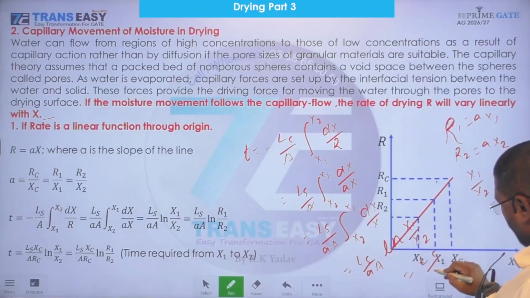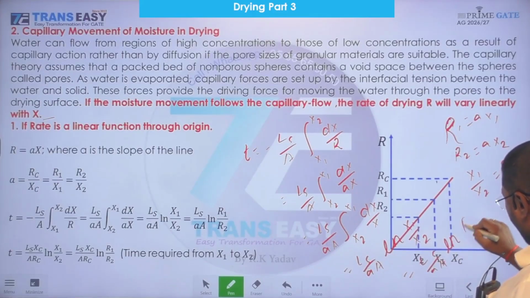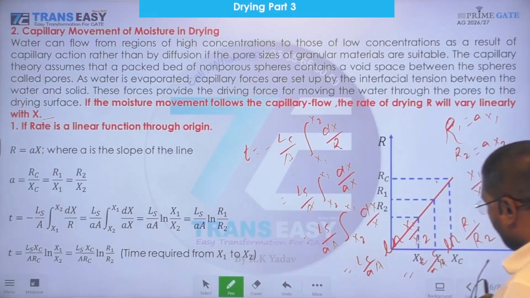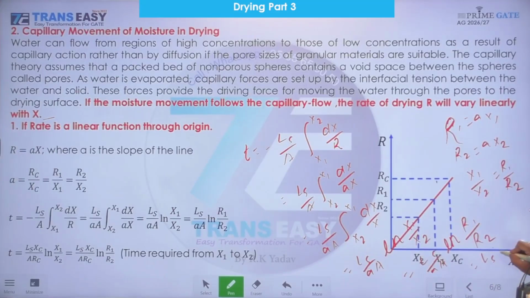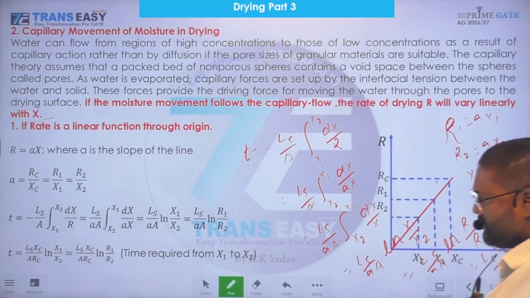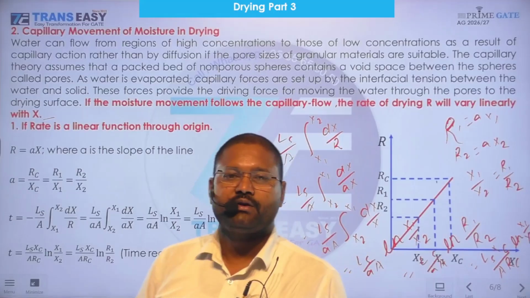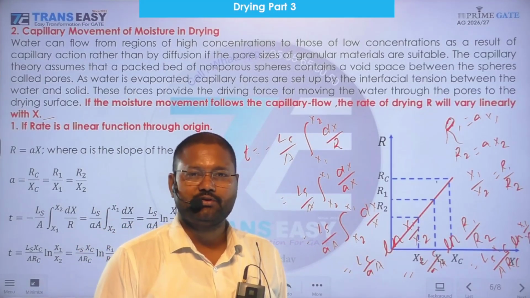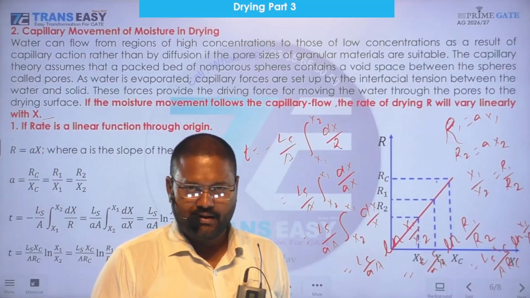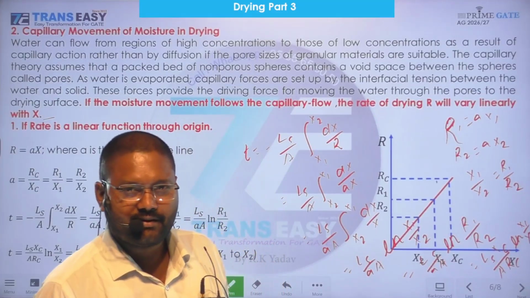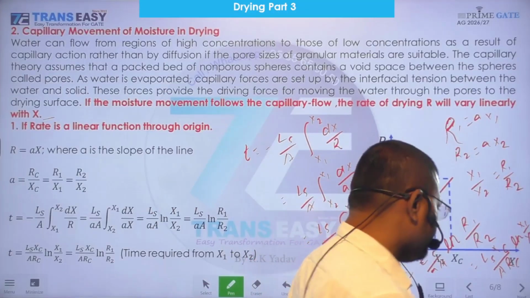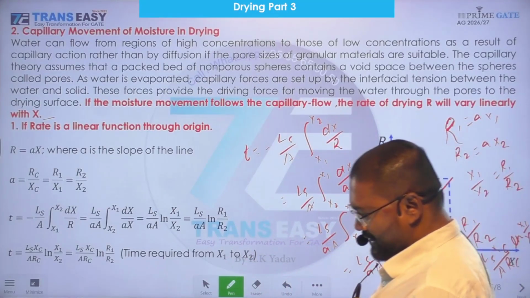So another form, ln R1 upon R2. Dear friends, in place of A, we can write RC upon XC. So XC comes in numerator, ARC. Ln X1 upon X2 or Ls XC upon ARC into ln R1 upon R2. So this is drying time for the reduction of free moisture content from X1 to X2 in the falling drying period if this drying is following capillary flow theory for porous and granular materials.